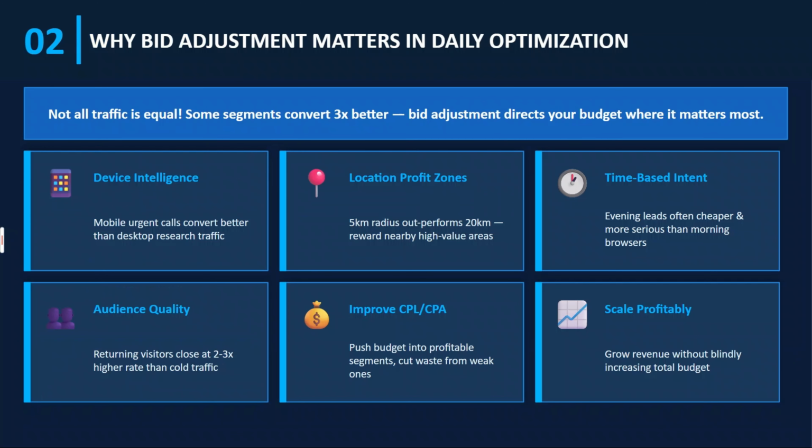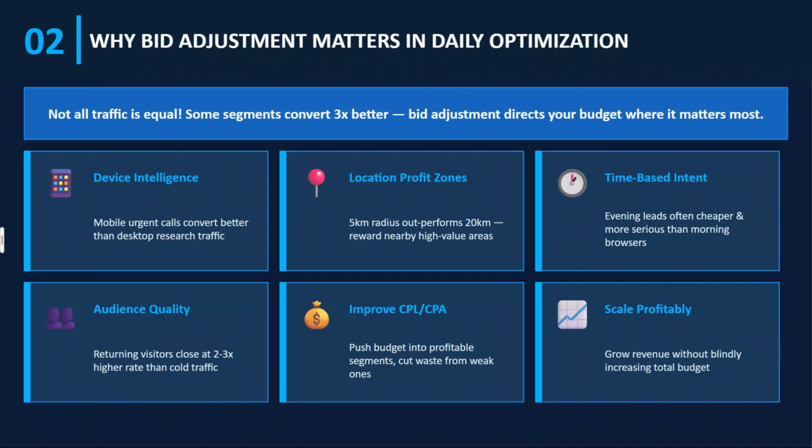Now let me tell you why this matters so much for daily optimization. Think about it this way. You are a plumber in Dhaka. You have a $200 daily budget. If you just show ads to everyone, you are spending the same amount on a busy professional in Gulshan as you are on someone in an area your team cannot even reach. This is not smart spending. This is just hoping. With bid adjustment, you can get very specific.